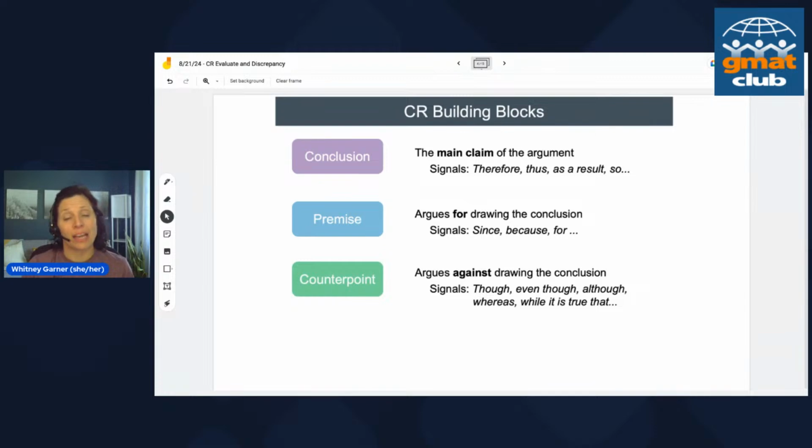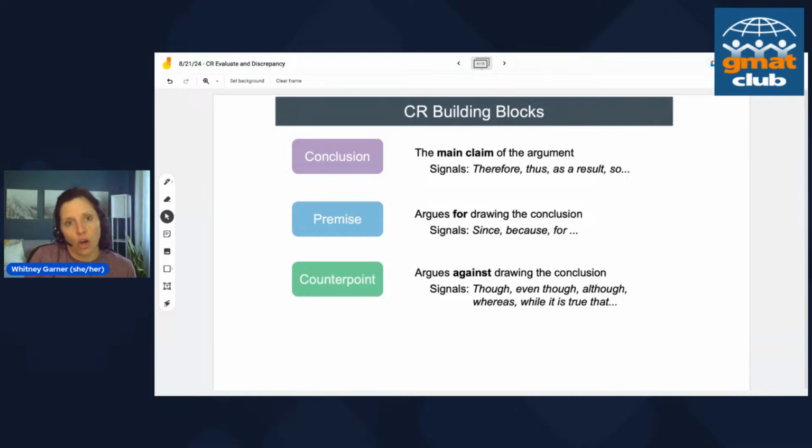Generally, the language of a counterpoint will be the language of what I call sort of a concession, right? Like I concede that this is true, but we're still not going to let it faze us.